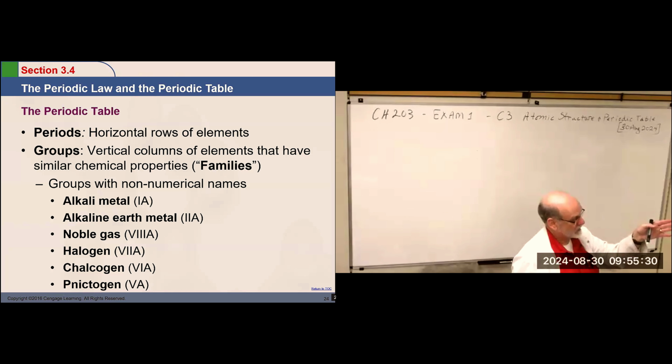Next to them are the oxygen group, or the chalcogens. C-H-A-L-C-O-G-E-N. The CH is a hard C, K, chalcogen. From the word calx. And then next to them are the pnictogens. Starts with a P and the P is silent.